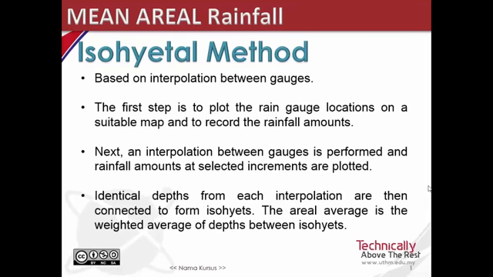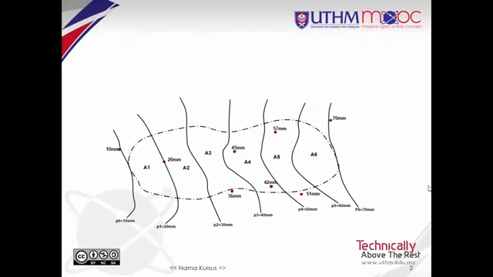The isohyetal method is based on interpolation between gauges. It closely resembles the calculation of contours in surveying and mapping. The first step in developing an isohyetal map is to plot the rain gauge locations on a suitable map and to record the rainfall amounts. So here in this figure, you can see there are 1, 2, 3, 4, 5, 6, 7, and 8 rainfall stations with the rainfall amounts. Next, an interpolation between gauges is performed and rainfall amounts at selected increments are plotted, so they are increasing.